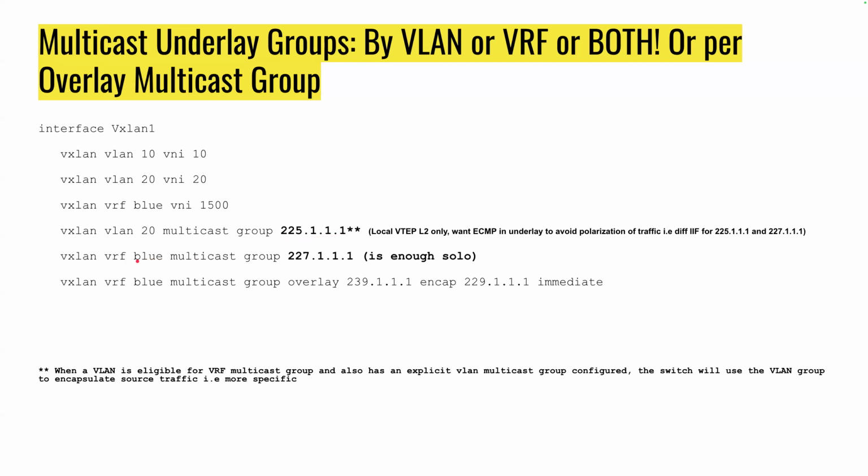Let's say in VRF blue there would be multiple VLANs part of that VRF, right? Out of which we are specifically mentioning that VLAN 20 should use this group. So if we have both per VRF and per VLAN, and the VLAN is part of that VRF blue, it would prefer the underlay group which is present per VLAN.